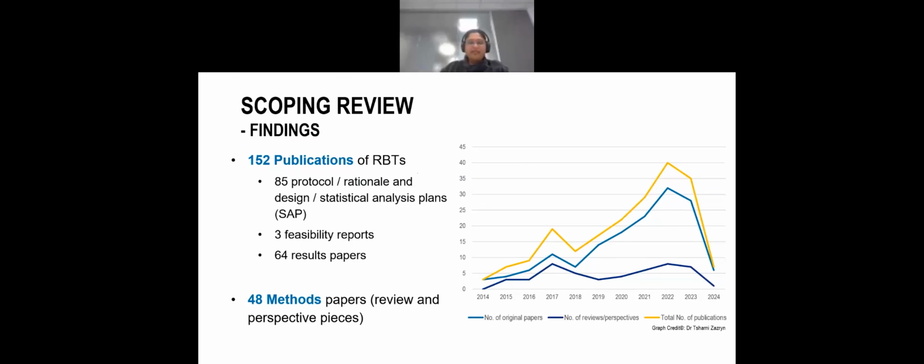As mentioned previously, the popularity of registry-based trials is definitely increasing, with the majority of papers being published after 2020. Of the 200 studies that were included, 152 were publications of actual registry-based trials, and they included protocols, statistical plans, feasibility studies, and trial results. The remaining 48 articles were narrative reviews or perspective pieces on this methodology.